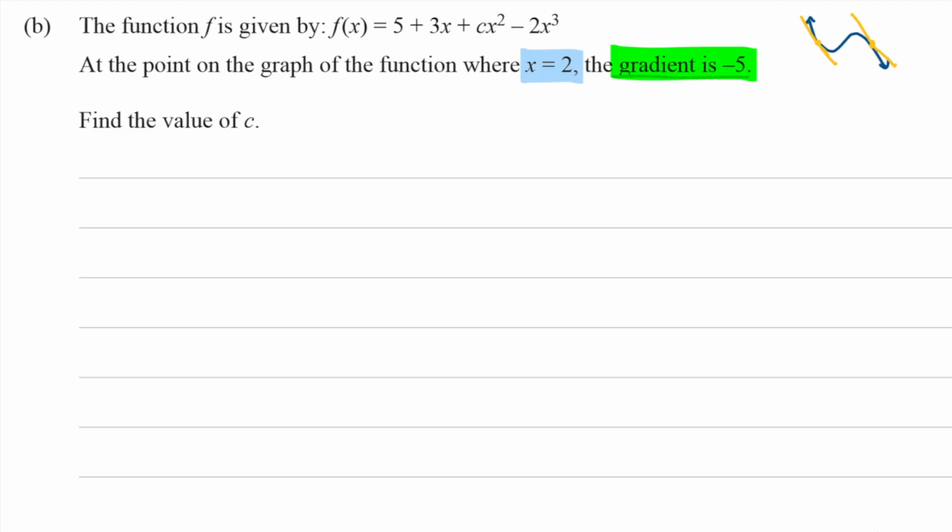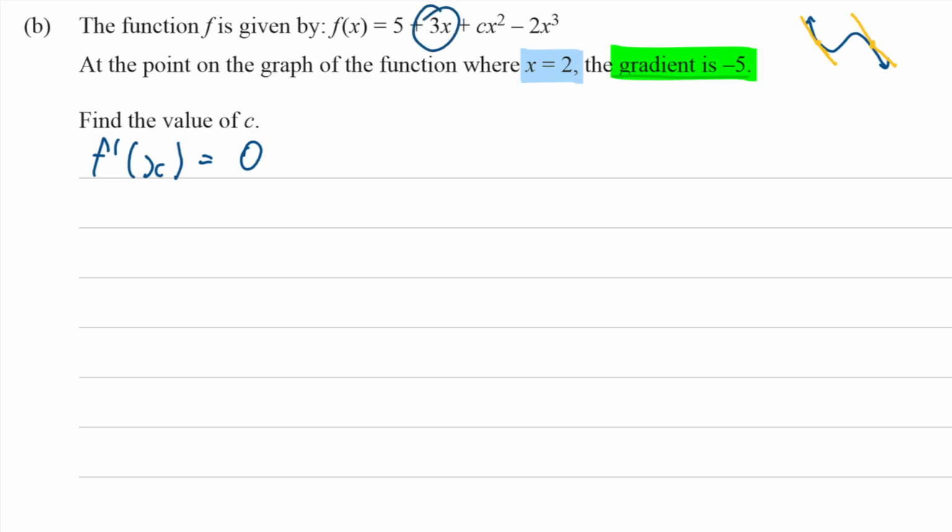So how do we use this information that we're given? We're given information about the gradient. So to use that, we need to first find the gradient function, f prime of x. So to get the gradient function, we take the derivative. The derivative of a constant is 0. So the derivative of 5 is 0. You can think of that as on a graph, if we plot the line y equals 5, what is the gradient of a flat line? Right, it has a gradient of 0.